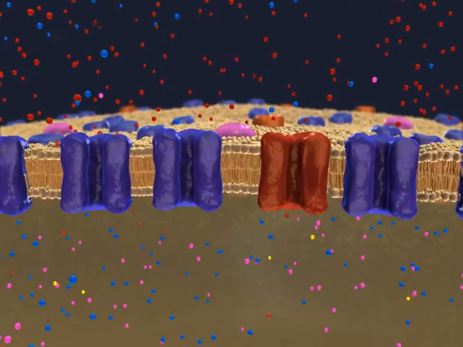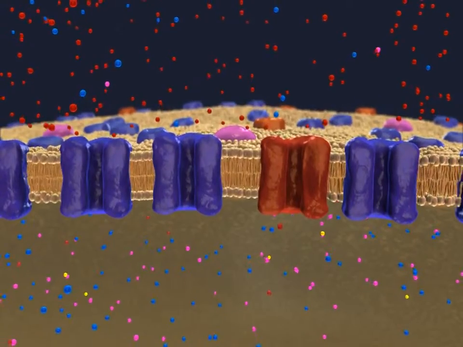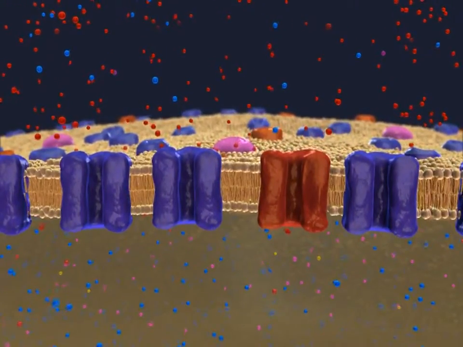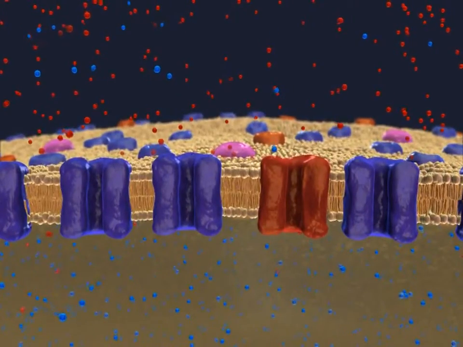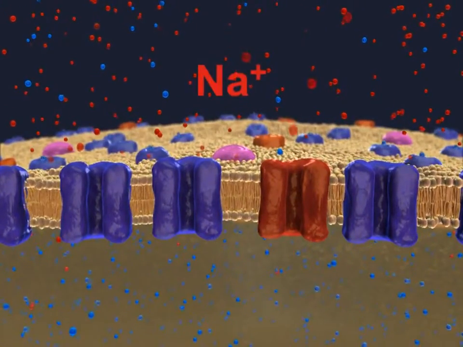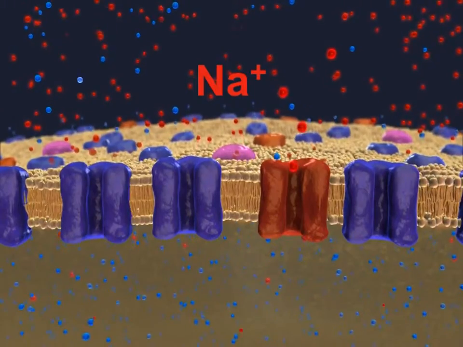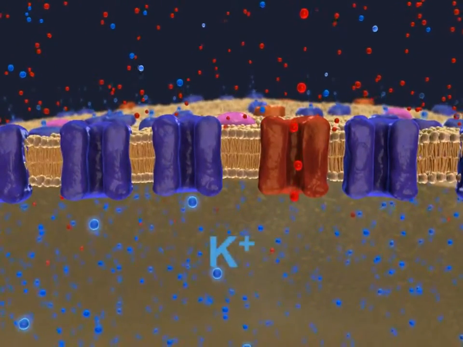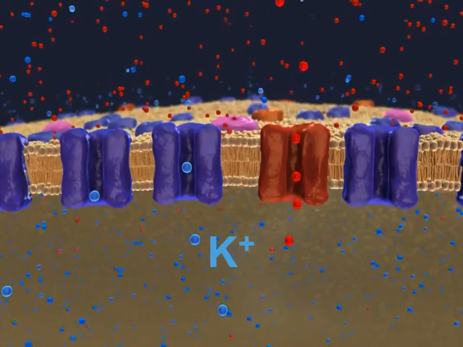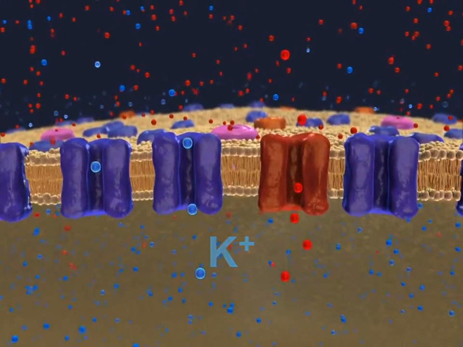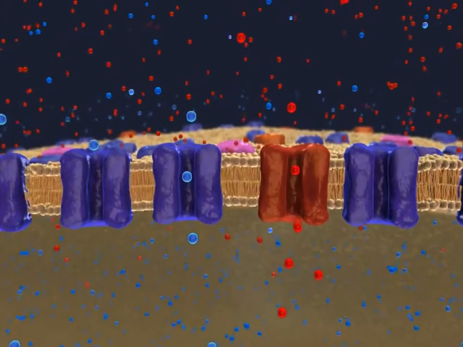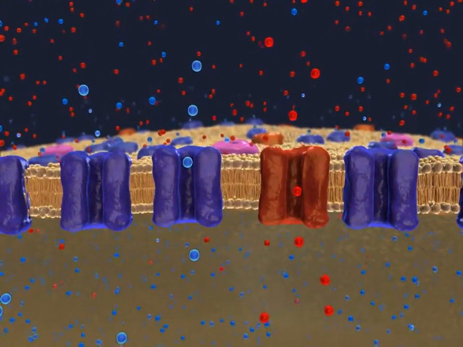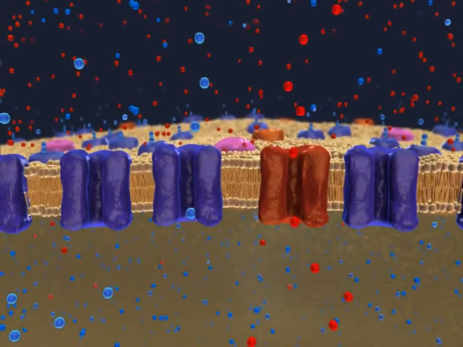The resting membrane potential depends on two factors. First, it depends on the presence of sodium and potassium gradients across the plasma membrane. Specifically, there are more sodium ions outside the neuron than inside, and more potassium ions inside the neuron than outside. Second, the resting membrane potential depends on the differential permeability of the plasma membrane to sodium and potassium ions.